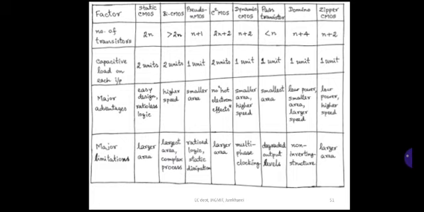As you can see here, the number of transistors required differs for different logic structures. The highest number of transistors is required for the C-square MOS, whereas the lowest is for the pass transistors. For capacitive load, a few require 2 units and a few require only 1 unit. Advantages are shown here. Every device has a few advantages and every device has a few limitations.